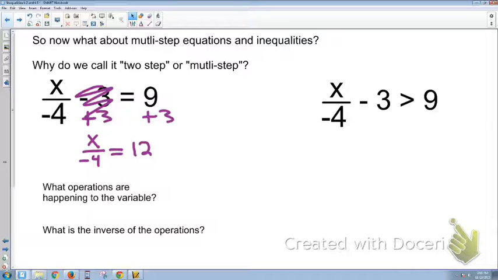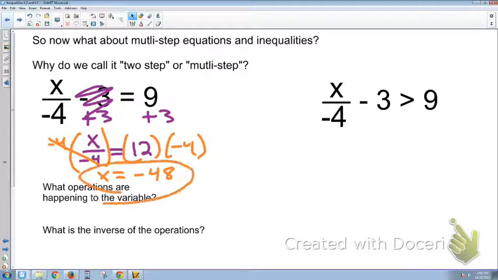So now to undo division, I'm going to do multiplication. I'm going to multiply both sides by a negative 4. That goes to 1, and I'm left with x is equal to whatever 12 times 4 happens to be, which is 48, a negative 48. Is that right? 4 times 12? Yes. So that's great. Those are equations. We're good with two-step equations. I think you guys have proven that you understand very well.